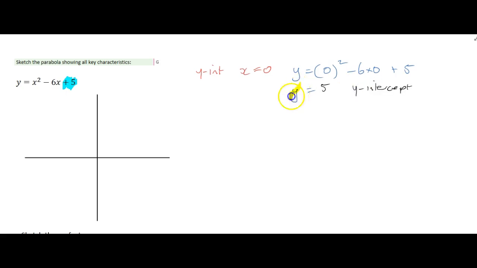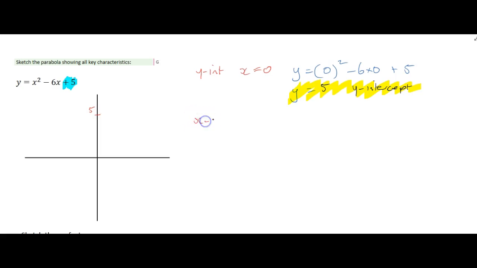Okay, so I'll highlight up there. What I usually do is put these things on the sketch as you go along. Because it's a sketch, you only have to do approximate values. So I'm going to put my y-intercept up here. I'm going to say that's 5 there. Okay, so the next thing we're going to do is find our x-intercepts.